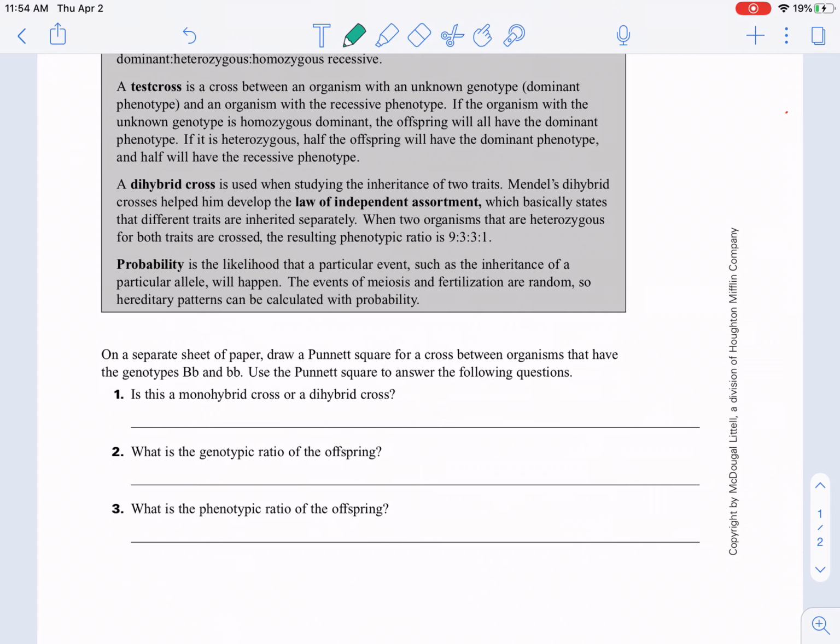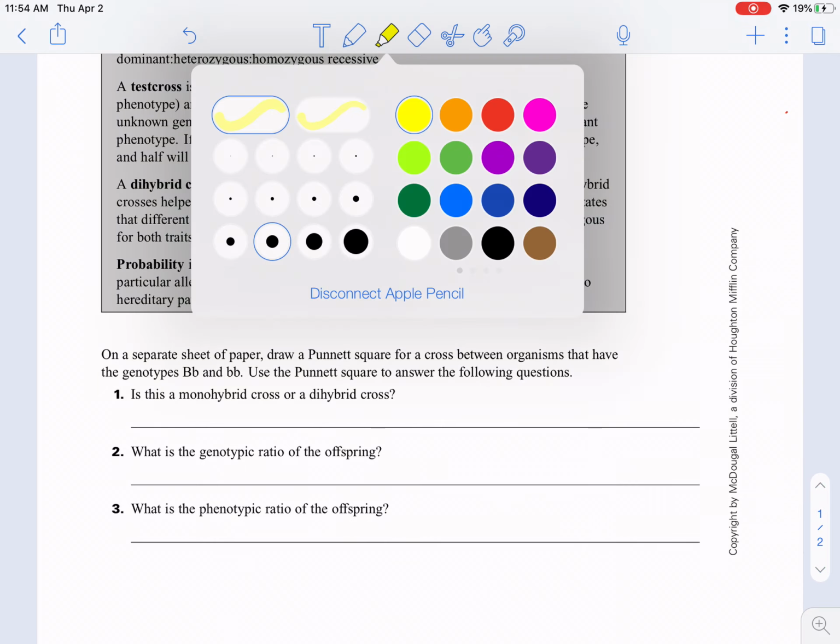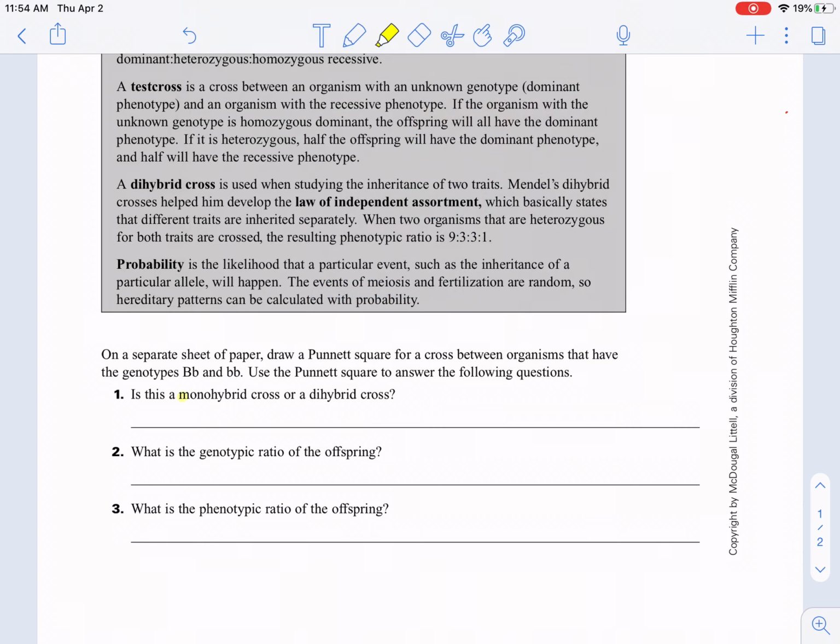The first thing, monohybrid. Mono meaning one. These are monohybrid crosses. Dihybrid would mean there are two traits or two letters. Mono, we only have one letter. That letter is B. That's it. Dihybrid, we would have A's and B's. We have not got to that. It's going to take me a while to teach you guys that, but I got you. So this is a monohybrid cross. How do we know? Because we have B's, only one letter.